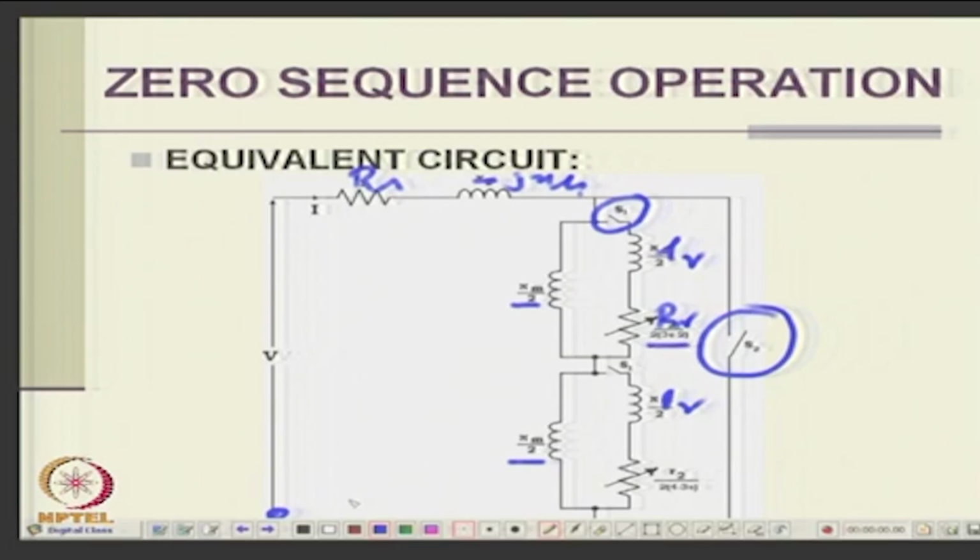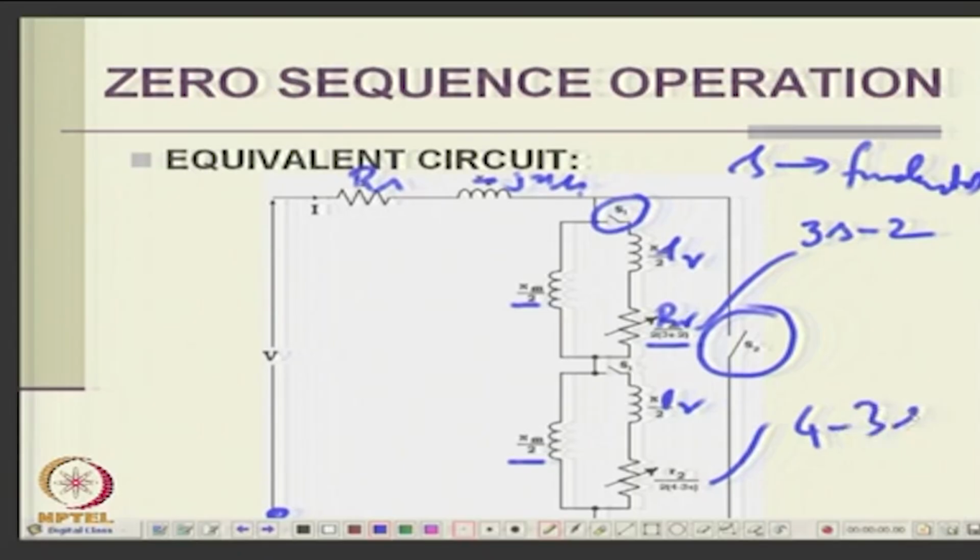What is this? This is for the fundamental forward rotating field with triplen poles, where S is for the fundamental. So, if S is 0.1, then it will be 3 into 2 into 3S minus 2, okay, and this will be 2 into 4 minus 3S. These are the slips, 3S minus 2, this will be 4 minus 3S. Is it clear? That means you have to find out this, you have to check this.